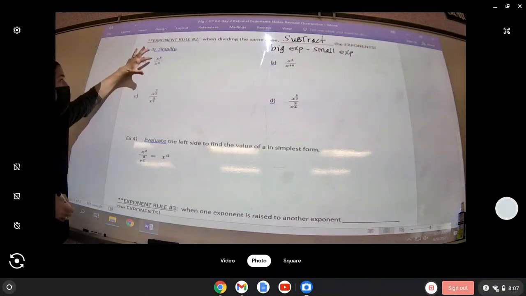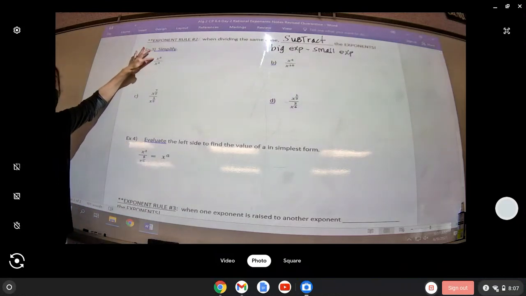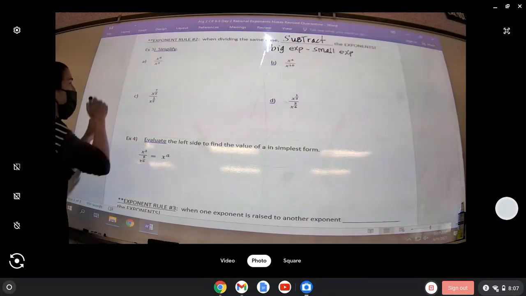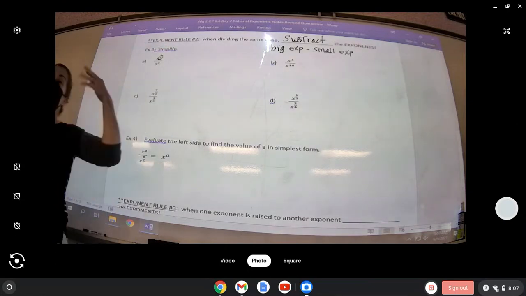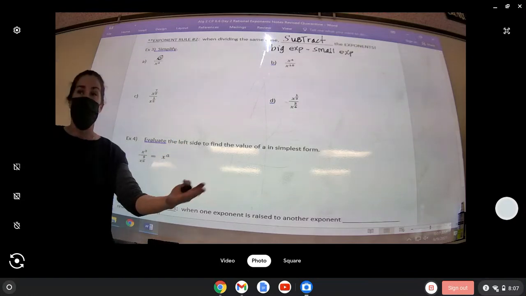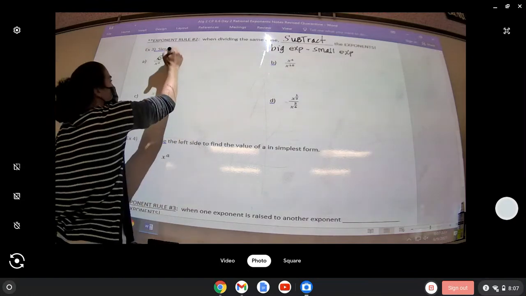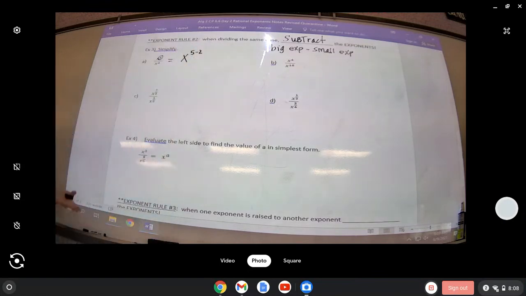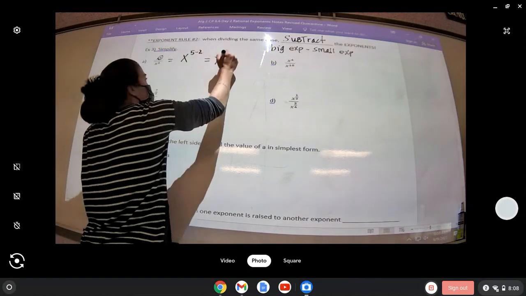All right, so guys, remember, I'm going to do a couple without fractions first just to get the feel for it. X to the 5th divided by x squared, 5 was the bigger exponent. So we would take 5, we would subtract 2, and put it back on the top. So really, this would become x to the 5 minus 2 back on the top. And then it became x to the 3rd.